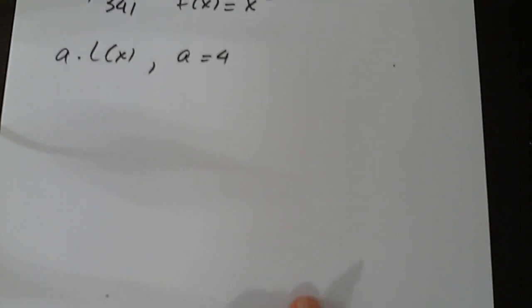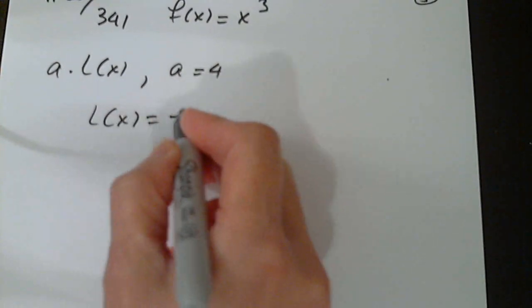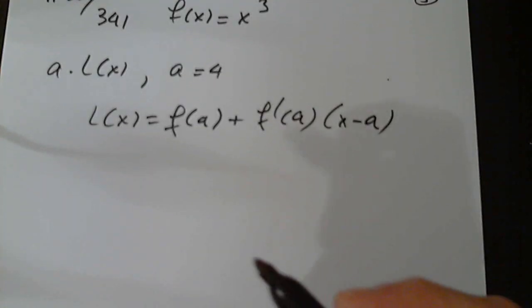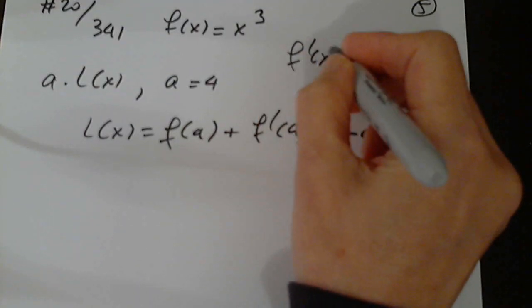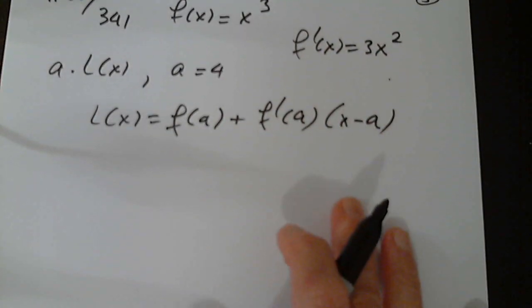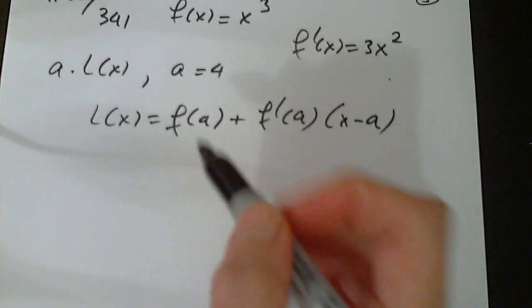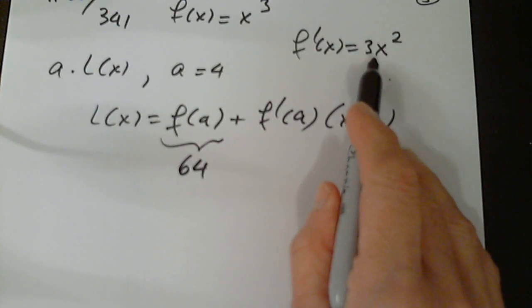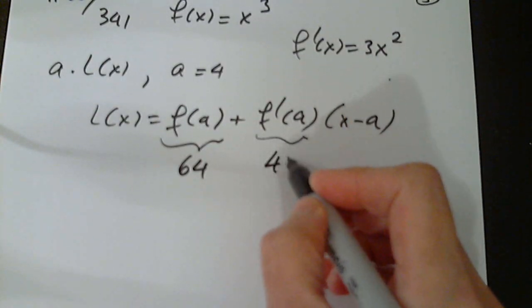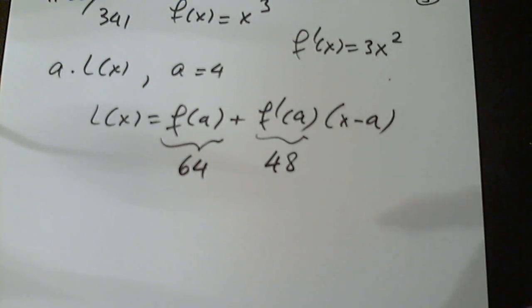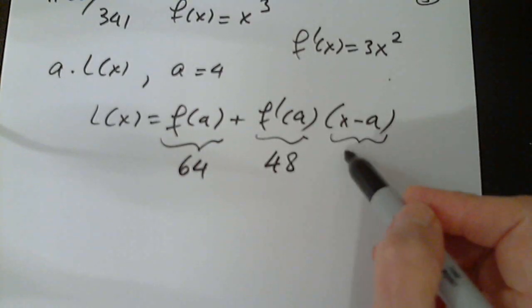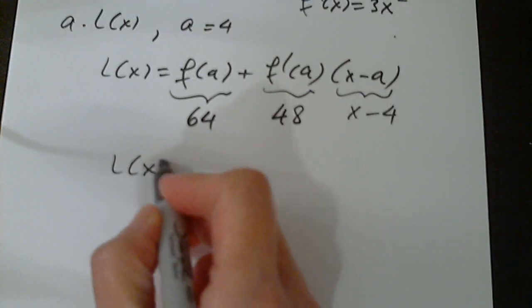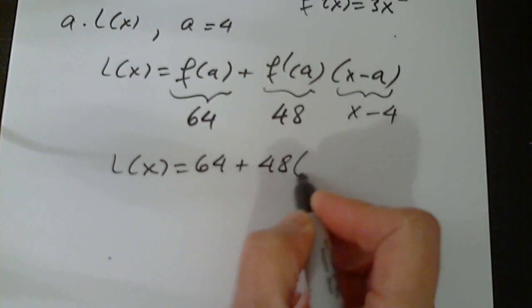Perfect. So the definition for L of x is f of a plus f prime of a times x minus a. So f prime of x equals 3x squared. When I plug in 4 here, I get 64. When I plug in 4 here, I get 16 times 3, 48. When I plug in a here, I get x minus 4. And that's the linearization: L of x equals 64 plus 48 times x minus 4.